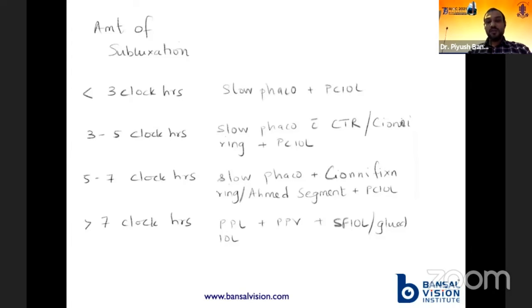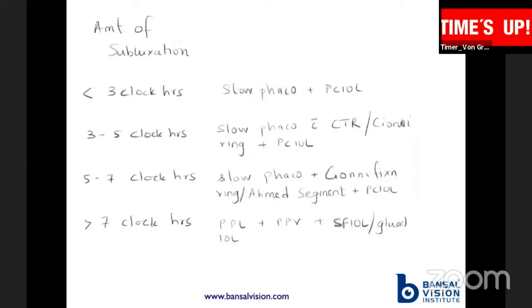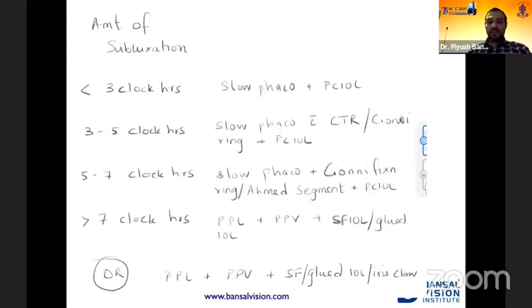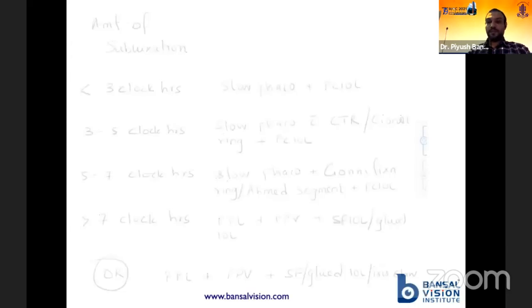If it's 3 to 5 clock hours, you do phacoemulsification with a capsular tension ring or a CONE ring segment with a PCIOL. If it's 5 to 7 clock hours, along with phaco, you put in a CONE fixation ring or an Ahmed segment, preferably with a PCIOL. More than 7 clock hours, it's preferable to do a lensectomy with vitrectomy through the pars plana route and an SFIOL or a blue IOL. In any case, depending on what the surgeon assesses, you can always go in for a lensectomy vitrectomy with an IOL.